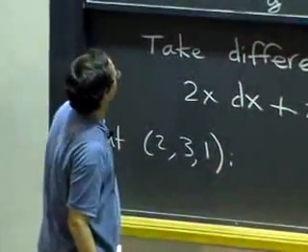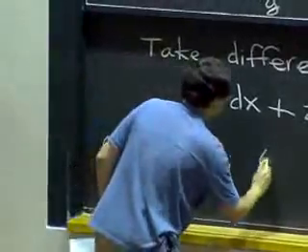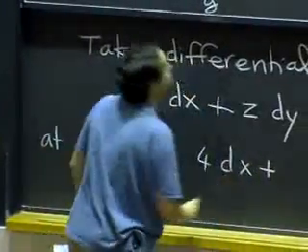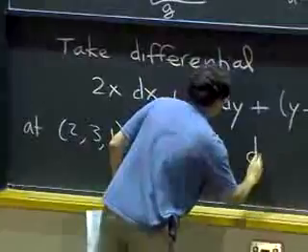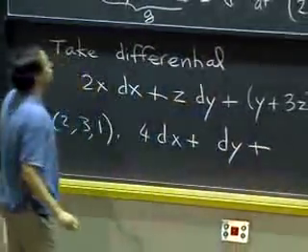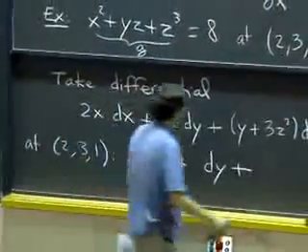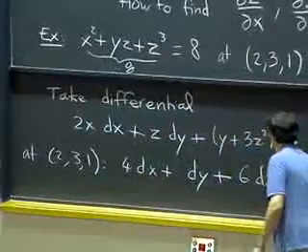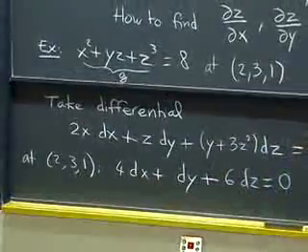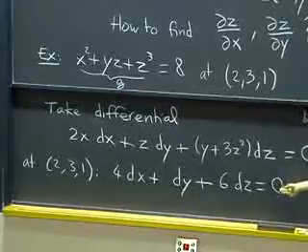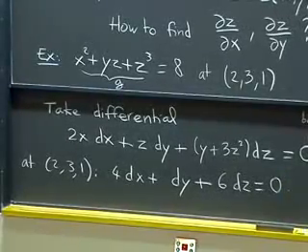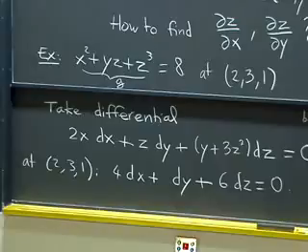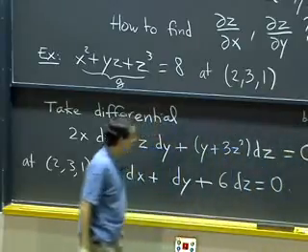That tells us, so if x equals 2, that's 4 dx, plus z is 1, so dy, plus y plus 3z squared, which should be 6 dz, equals 0. And now this equation tells us about a relation between the changes in x, y, and z near that point. It tells us how, if you change x and y, z will change. Or it tells you actually anything you might want to know about the relations between these variables.